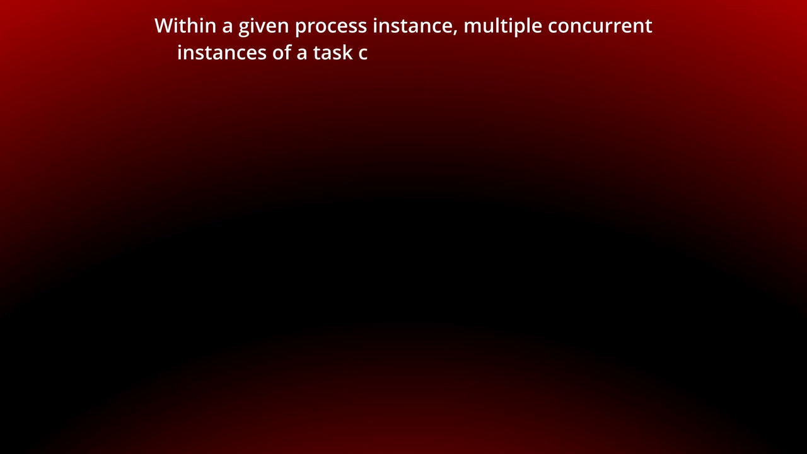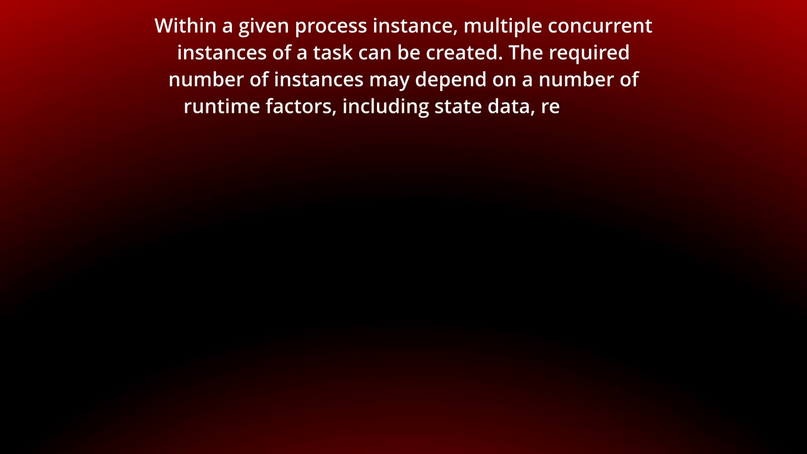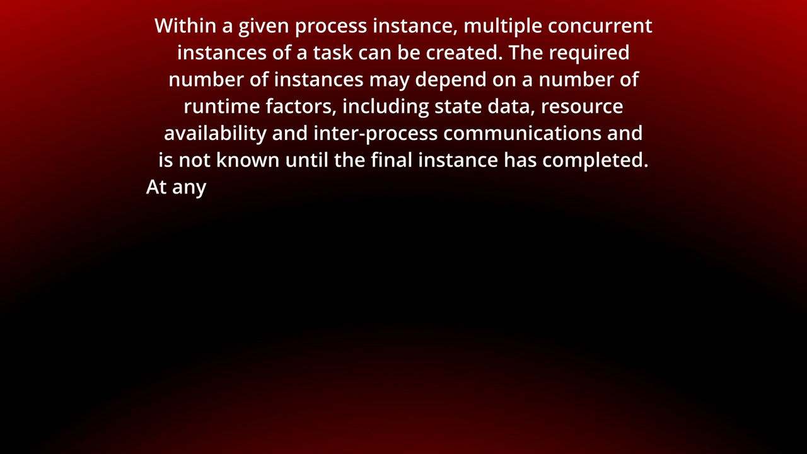Today we look at the dynamic partial join for multiple instances pattern. Within a given process instance, multiple concurrent instances of a task can be created. The required number of instances may depend on a number of runtime factors, including state data, resource availability, and inter-process communications, and it is not known until the final instance has completed.